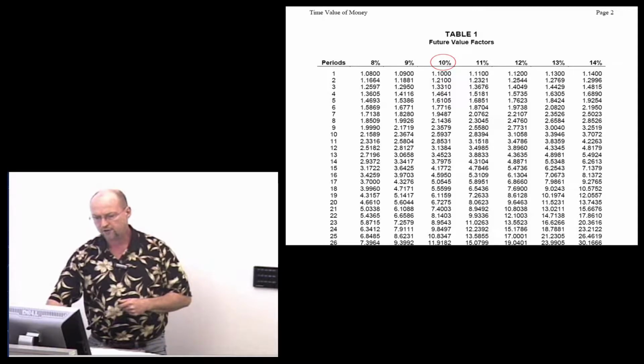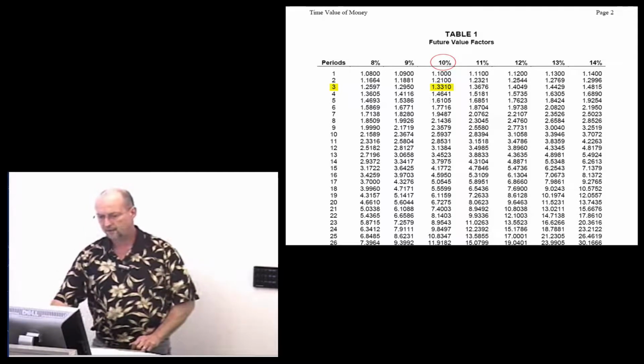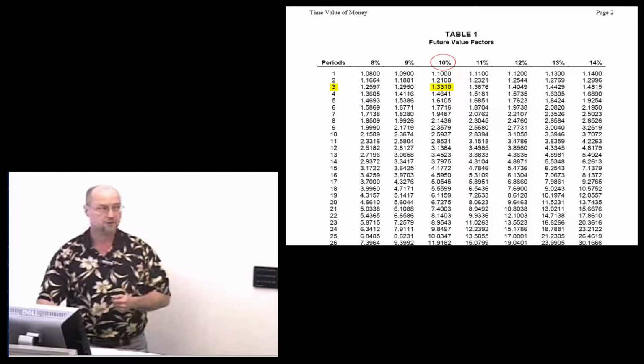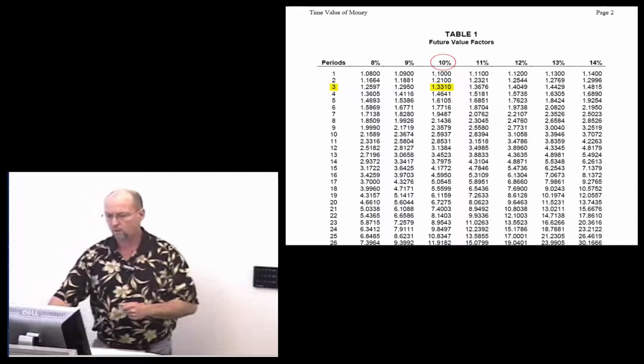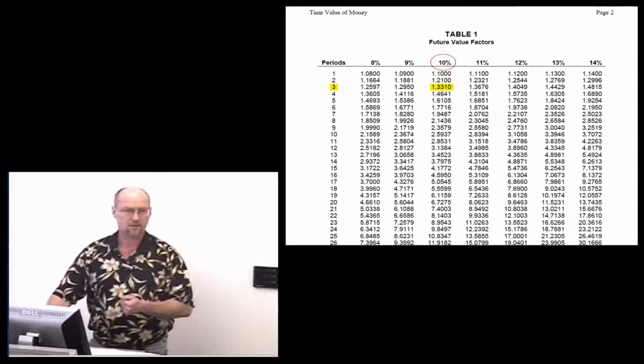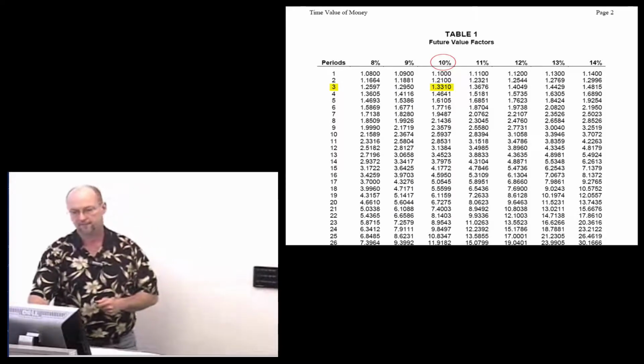And I don't know if you'll see this very well, but I'm going to highlight this. And notice in the third row, 10% column, here's the future value interest factor, okay? And so what I do is I multiply my $1,000 investment times 1.331, and that'll give me 1331. And so instead of doing 3 calculations, I can do 1 calculation.